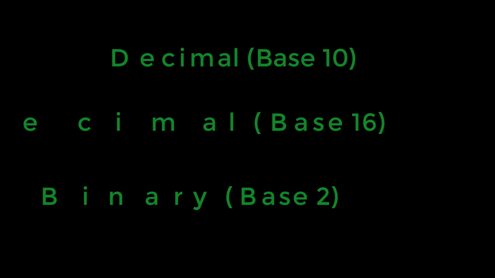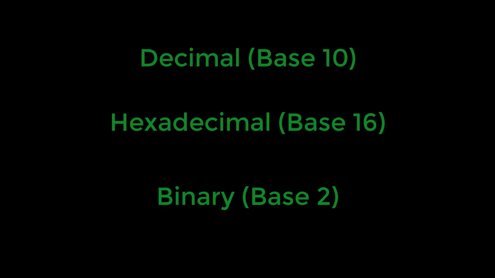Now, in digital electronics, there are three primary numbering systems that we're going to learn about. That is the decimal system, which is also called the base 10 system, the binary system, which is also called the base 2 system, and the hexadecimal system, which is also called the base 16 system.